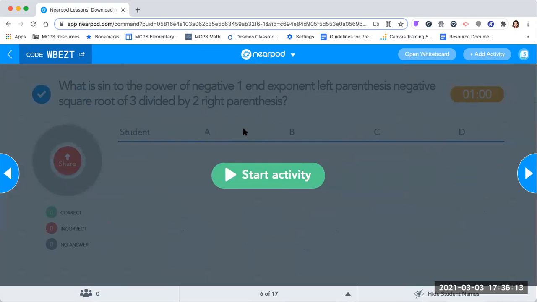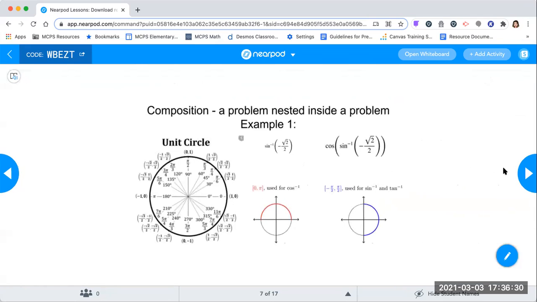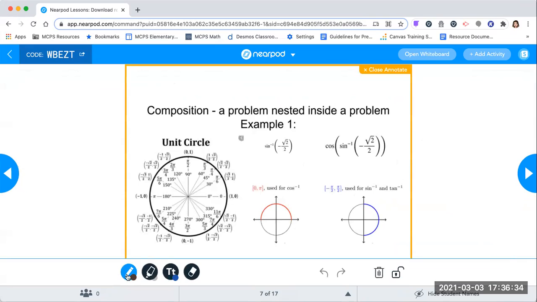So this is a warm up. You would do this: sine of inverse sine of negative square root of 3 divided by 2. It looks like it didn't show up very well on the quiz slide, so we might need to add an image. All right, so we're going to go ahead and work on some composition function problems.